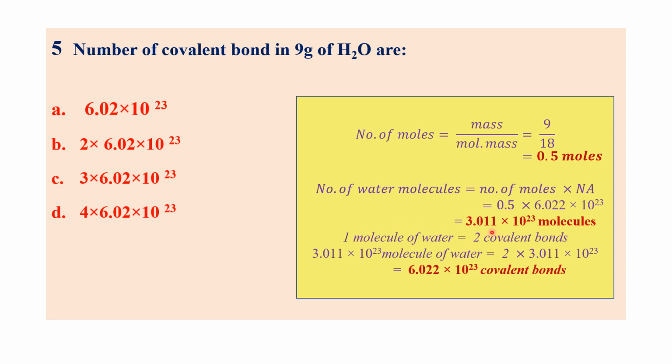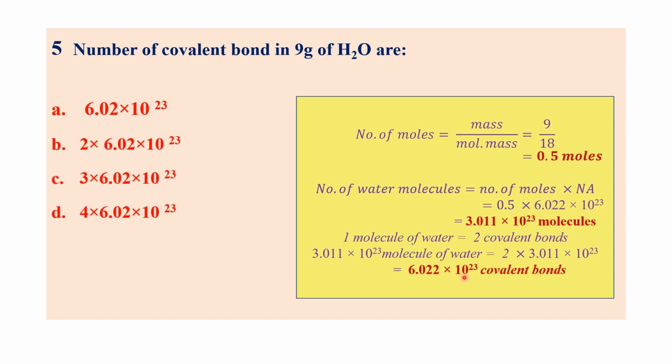So we take 3.011 into 10 to the power 23 molecules. How many covalent bonds does this many molecules have? So 3.011 into 10 to the power 23 molecules of water will have how many covalent bonds? Multiply it by 2. So 2 multiplied by 3.011 into 10 to the power 23 gives 6.022 into 10 to the power 23 covalent bonds, which is equal to the Avogadro number.